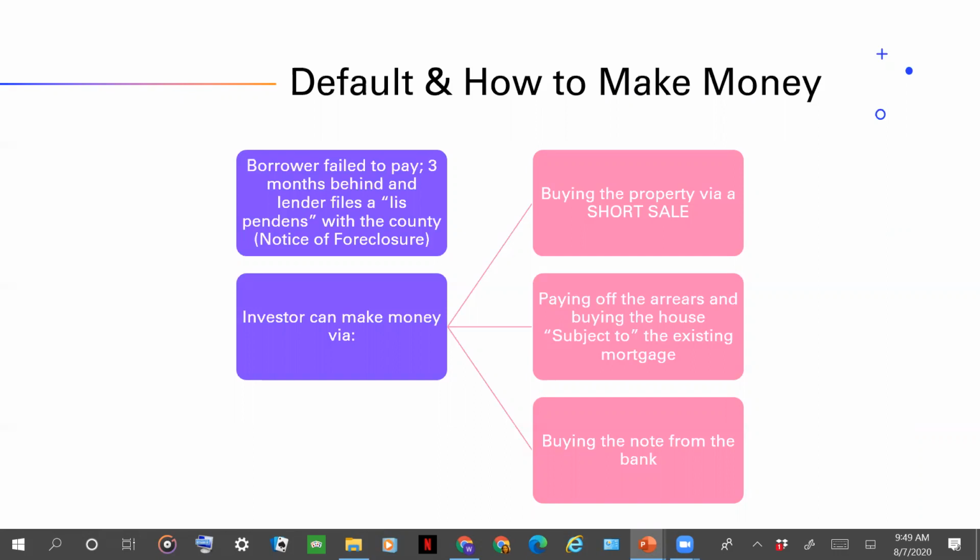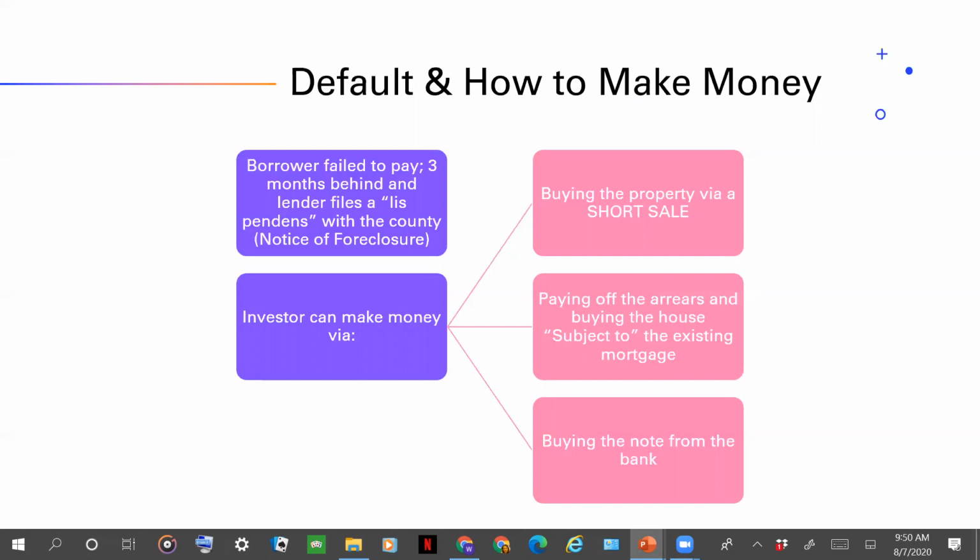The second way for you to buy a pre-foreclosure property, or a property in default, is you make up the back payments of the seller, and then you buy the property subject to the existing mortgage. By doing it that way, there's no foreclosure or short sale on the record of the seller, other than he was behind 3 months on the mortgage. And now you own the property directly from the owner because you get the deed, but you have to pay the mortgage payment. You don't have to pay the mortgage balance, but just the mortgage payment when you do a subject to.